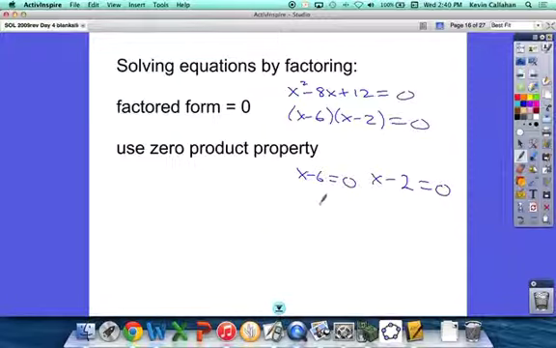Which means x equals 6, or x equals 2. Right? That's how we solve by factoring. Factored form equals 0, use zero product property.